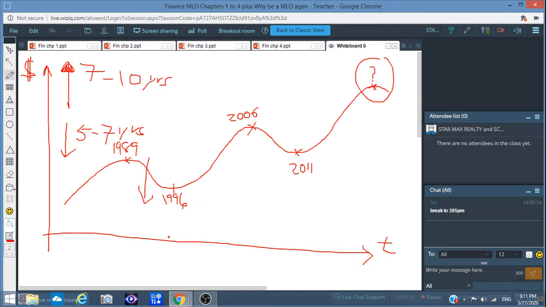So, let's look at this. How long did it take from 89 to 96? 7 years, right? How long did it go up from 96 to 06? 10 years. Okay? 06 to 11? 5 years. Okay? So it goes up. How long? We don't know. 7 to 10, right?